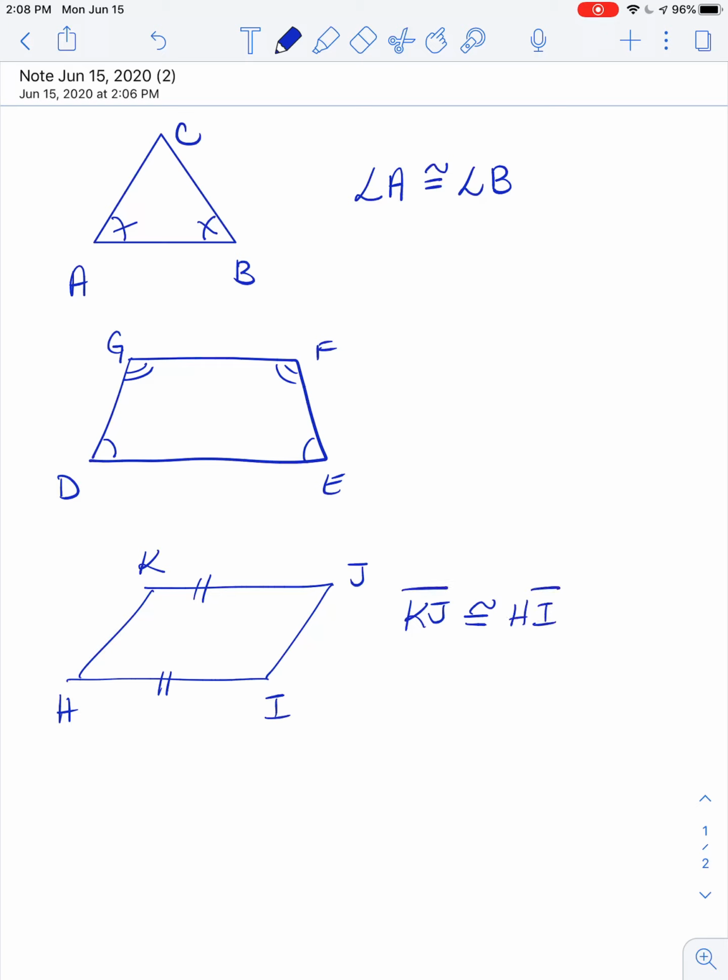But I also want to tell you that segment KH is congruent to JI. So I'll put a single tick mark there to indicate that those two segments are congruent.